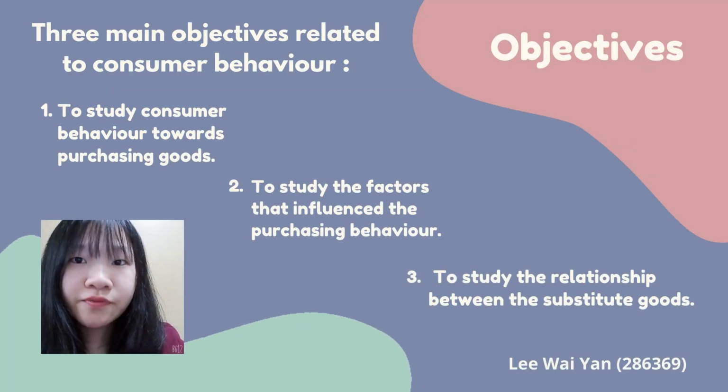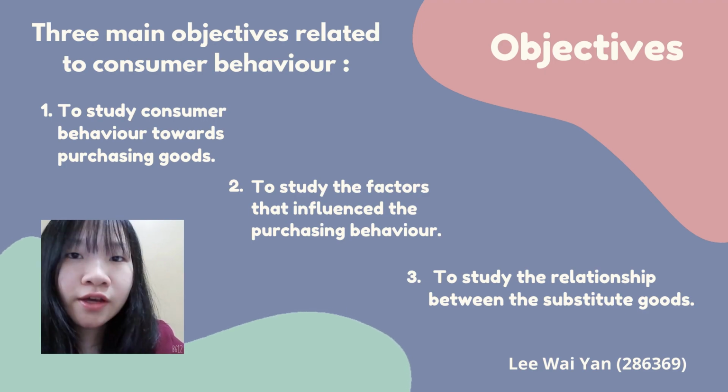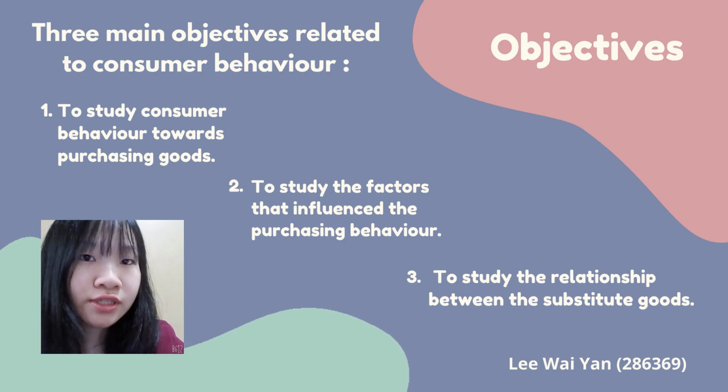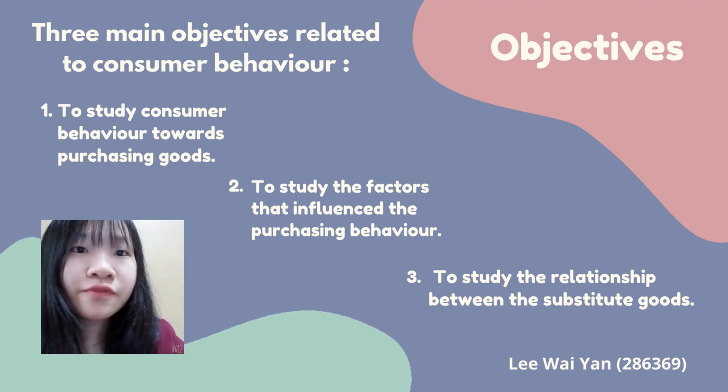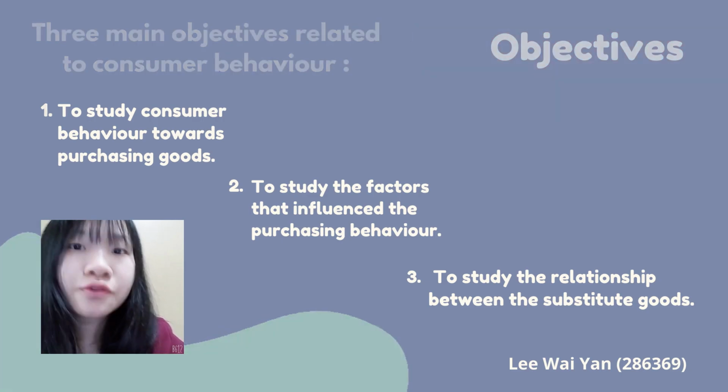Next, objective. This survey was conducted to achieve three main objectives related to consumer behavior. The three main objectives are to study consumer behavior towards purchasing goods. Second, the objective is to study the factors that influence purchasing behavior. Last but not least, the objective is to study the relationship between substitute goods.